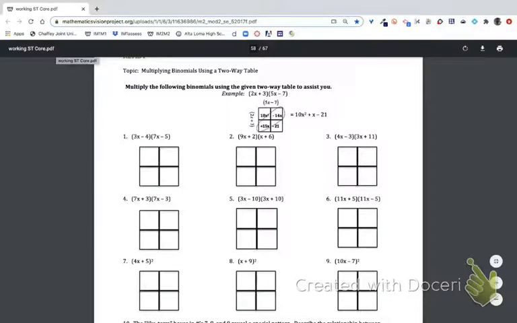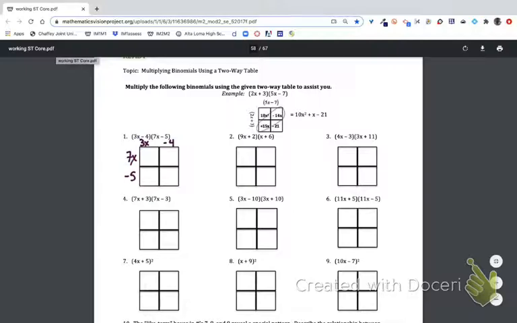The ready for lesson 2.9 is a whole lot like a Punnett square in biology, and it's going to let us set up multiplying binomials a lot more efficiently. So for number 1, we have 3x and we have a minus 4. We have 7x and we have a minus 5.